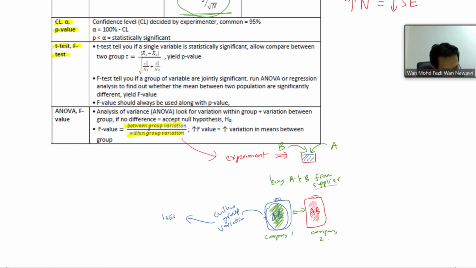So if you have low within-group variation, and say for example there is a lot of variation between different suppliers, then the top one is high, giving a high F value. So that's what the F value means, in rough idea.